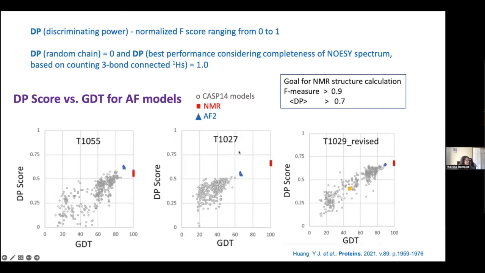So the interesting one is right here, and I'm going to come back to this at the end, because this is a case where the AlphaFold structure has a lower DP score than the NMR structures, and it's not having the best structural agreement. So perhaps we can use this to learn something about our NMR data and the AlphaFold structures.